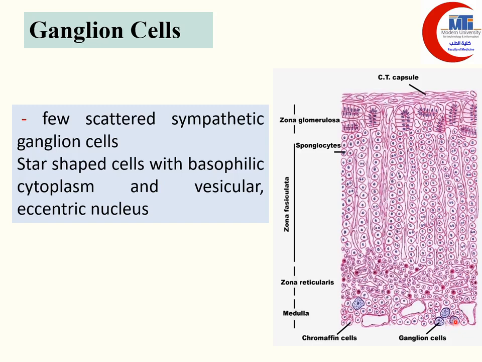The second type are the ganglion cells. These ganglion cells appear with basophilic cytoplasm and vesicular eccentric nucleus, and these cells are sympathetic ganglion cells to stimulate the activity or secretion of chromaffin cells in the suprarenal medulla. The cells of the medulla are also separated by fenestrated blood capillaries to secrete catecholamines directly into these capillaries to reach the blood circulation.